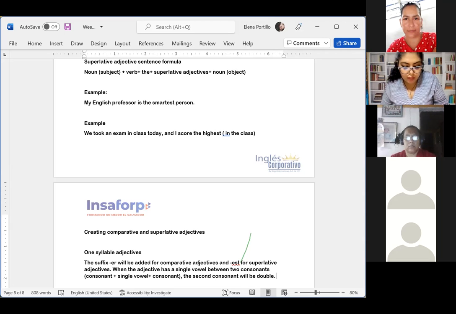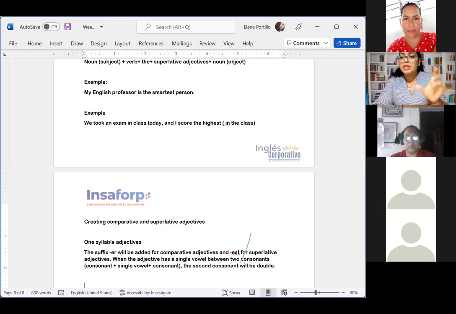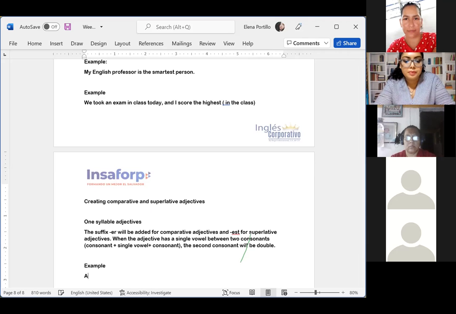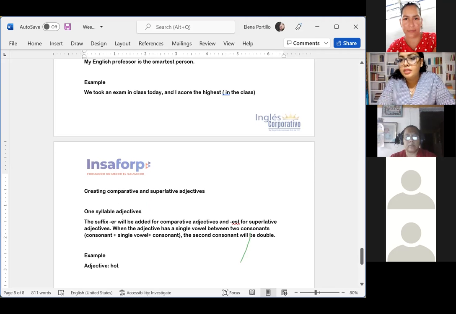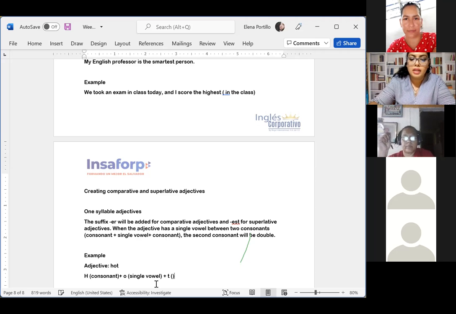So, then we have an example of a comparative adjective with a single vowel between two consonants. We are going to write an example about this last part, the word that has a single vowel. So we have the example. And it says, we have the adjective, and the word is hot. We have consonant, single vowel, and consonant. So we are going to write like this. H is a consonant. Then we have O, that is the single vowel. Then we have the T, that is another consonant.